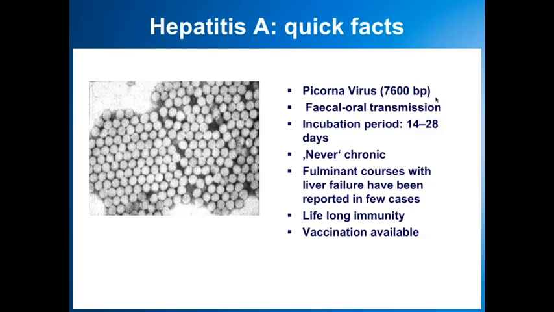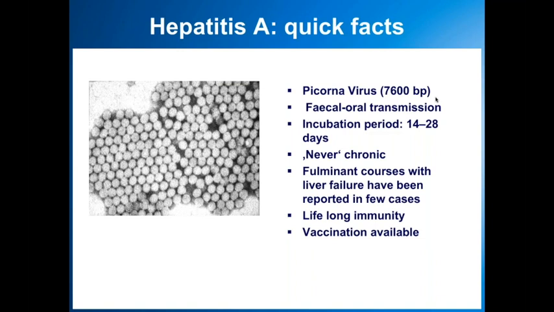And the next slide summarizes the key facts about hepatitis A. It's a picornavirus. It's relatively small. You see an electron microscopic picture on the left-hand side showing the virus particles. The main transmission pathway is fecal-oral. So in contrast to hepatitis B and C, which are very frequently blood-to-blood contacts, this is something which can be transmitted much more easily if, for example, feces gets into water or is used for fertilization of salads, for example. The incubation period, so from the time you get infected until disease develops, is 14 to 28 days.